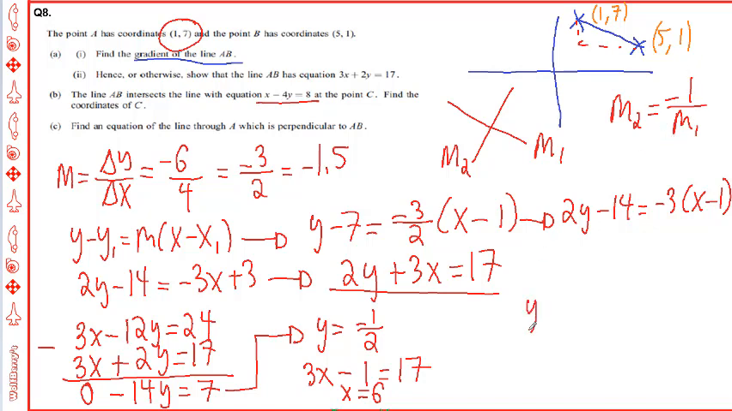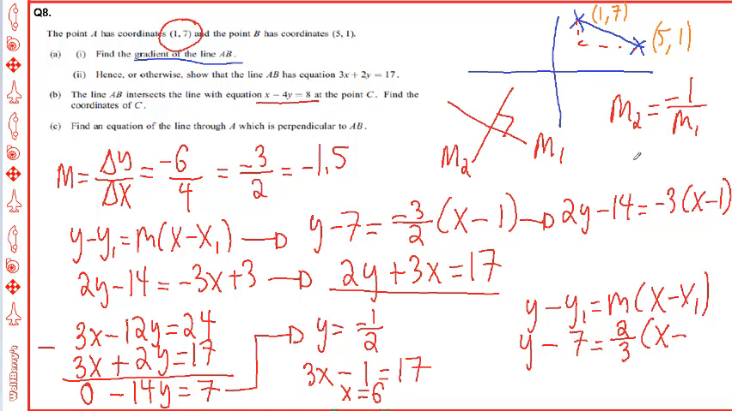So the final part is going to be y minus y1 equals m(x minus x1). It says point A, so we have to use point A again. So the y is 7. We just said the m is going to be 2 over 3 because it's perpendicular, like this, 90 degrees. x1 there is 1. Now this time it didn't ask us to put it in any form, so we can leave it like this.